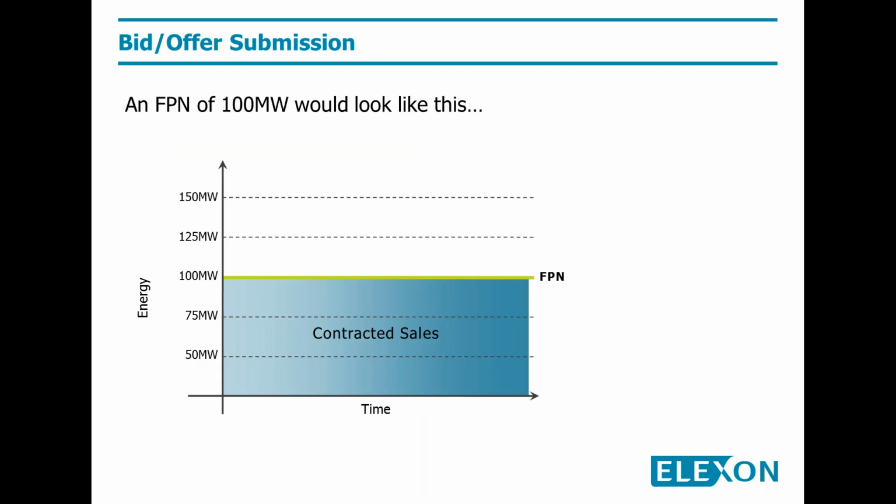So here's an example of a gas-fired power station. So they have their FPN set at 100 megawatts across the day. They've contracted to that volume. So they've sold all their expected output.